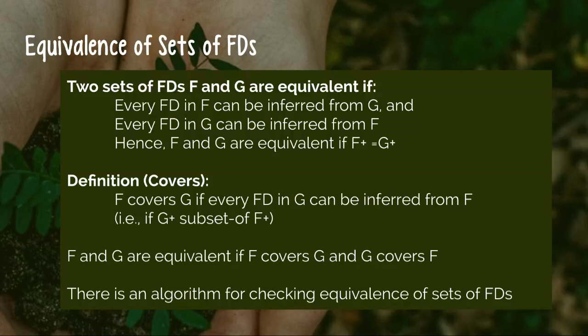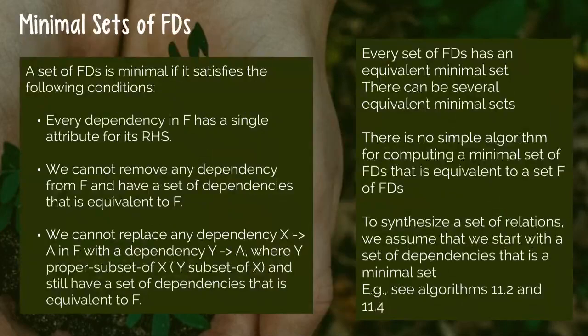So F covers G if every functional dependency in G can be inferred from F. We can consider F and G equivalent if F covers G and G covers F. By definition, F covers G means every functional dependency in G can be inferred from F. G covers F means every functional dependency in F can be inferred from G. And there's an algorithm for checking the equivalence of sets of functional dependencies as well.